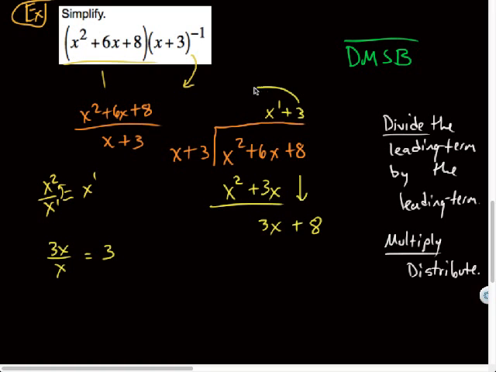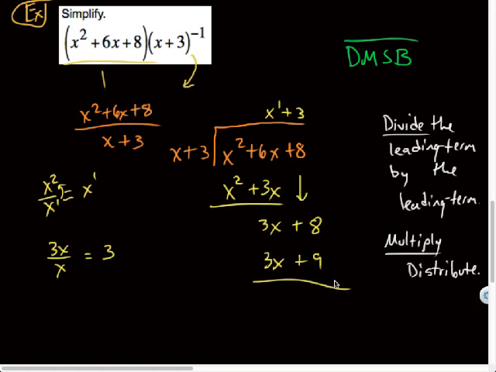Multiply, and I'm going to distribute this 3 to both of those terms and write the answer down here. So 3 times x is 3x. I'm ignoring that part right now, I'm just distributing the 3. So that's 3x. And 3 times 3 is 9. Positive 9. That was the multiply step.